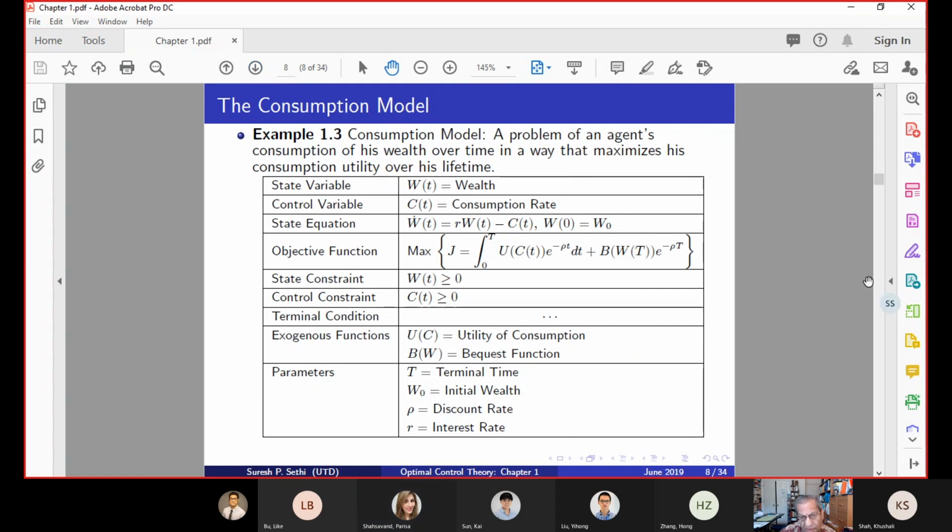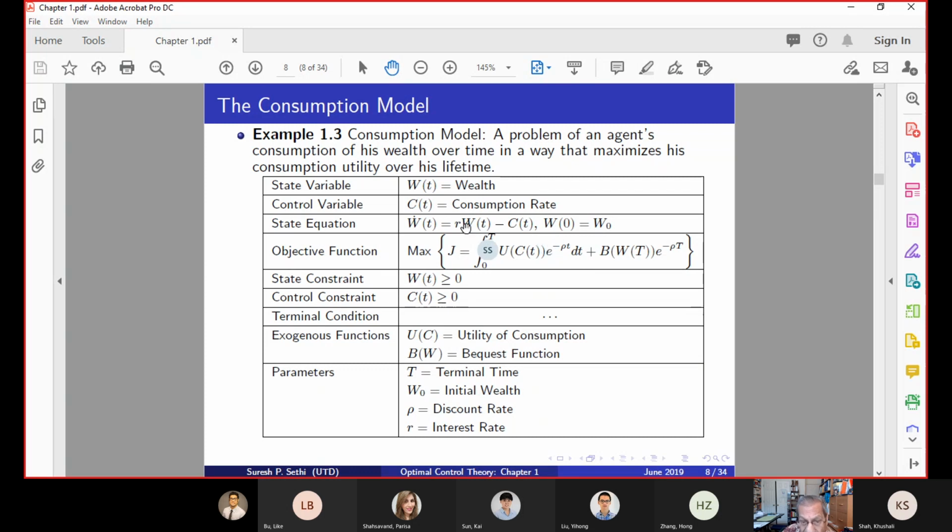Thank you. Okay. The third problem is what is called a consumption problem. I devoted part of my life solving that problem. W(t) is wealth, and C(t) is the rate of consumption. So this is a problem of an agent who wants to maximize his utility of consumption over time. If you consume at the rate C(t), then W dot(t) will have a term minus C(t), because whatever you consume gets subtracted from your wealth, right?